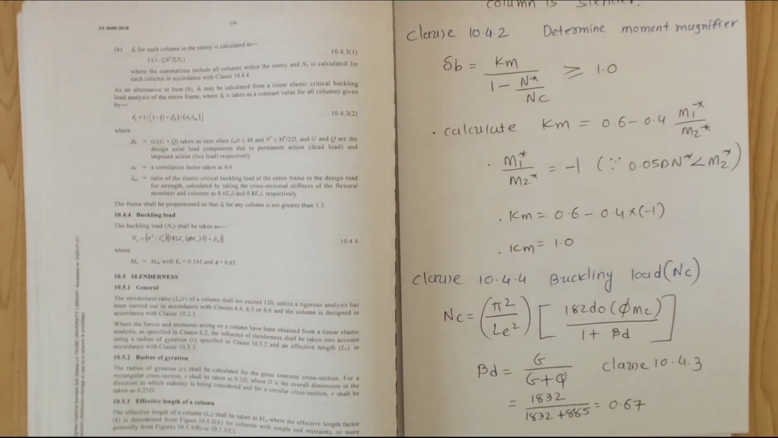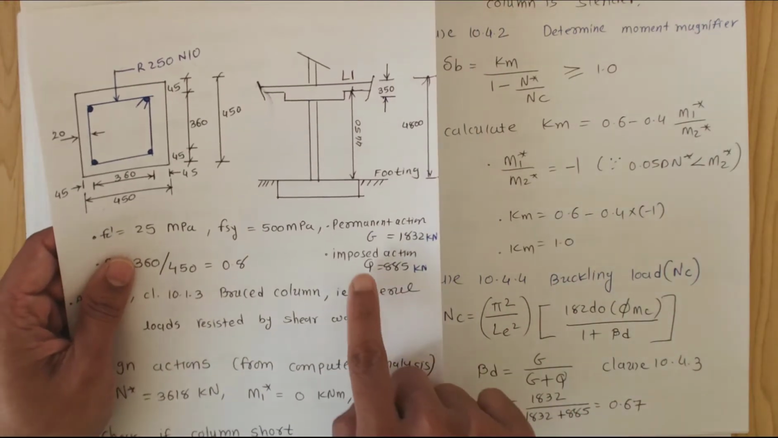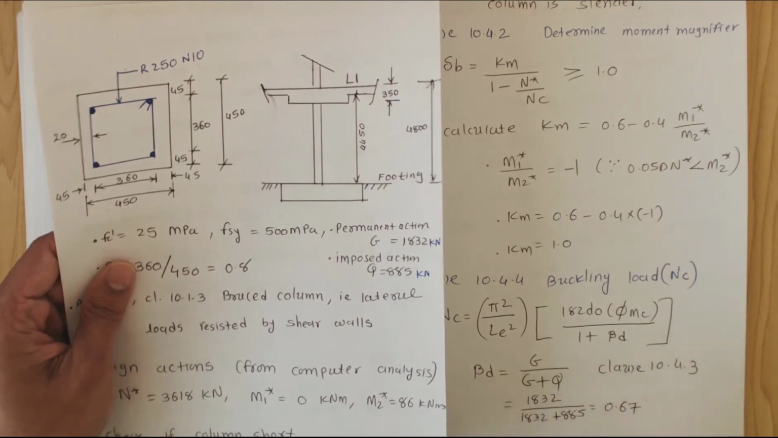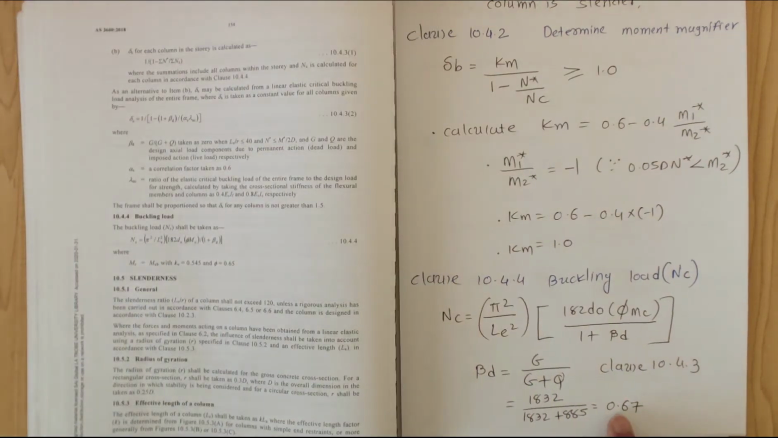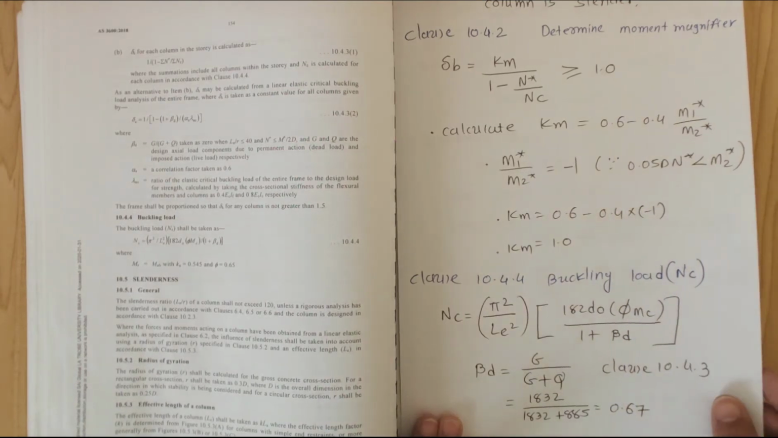Now G is our dead load, that is 1832 kilonewtons, given in the example. The live load is 885, and G is 1832. So I substitute those values, which gives me beta D equal to 0.67.